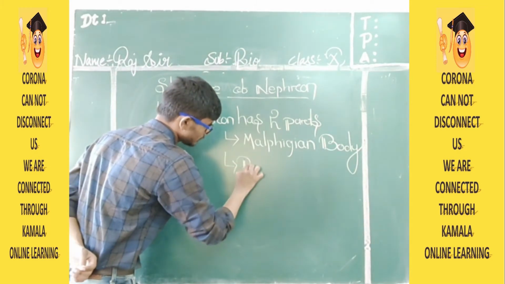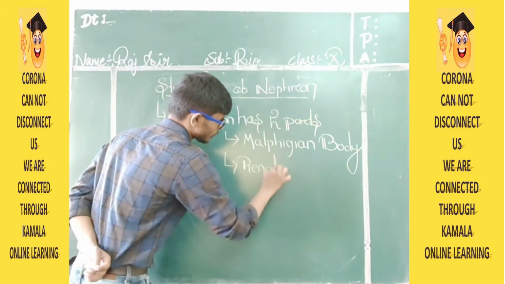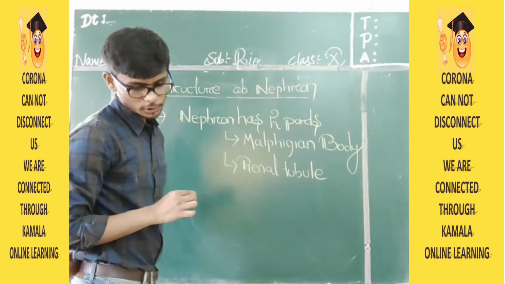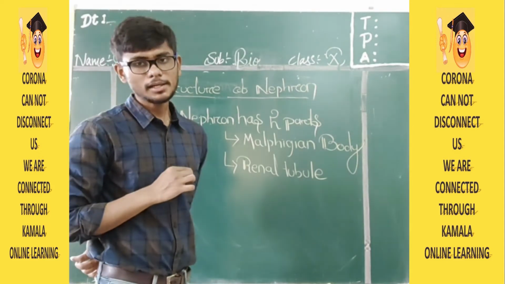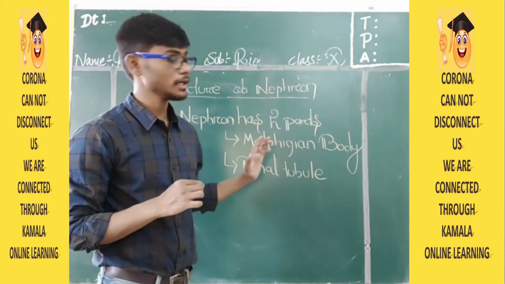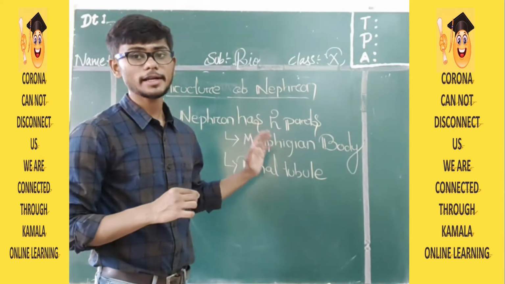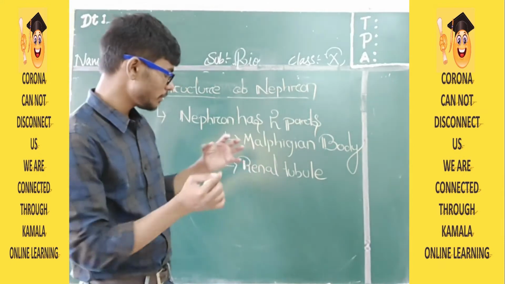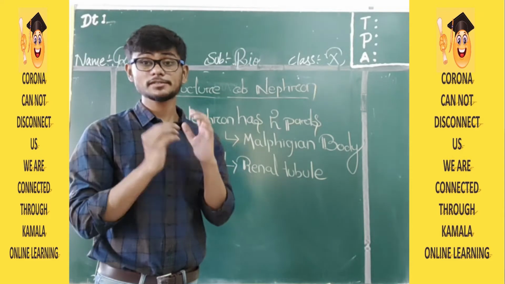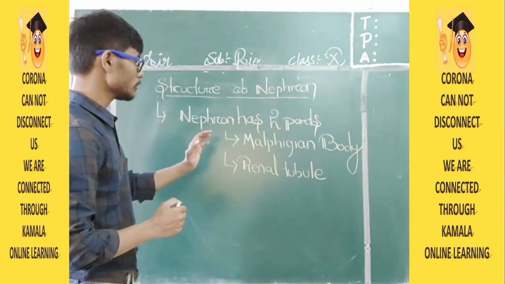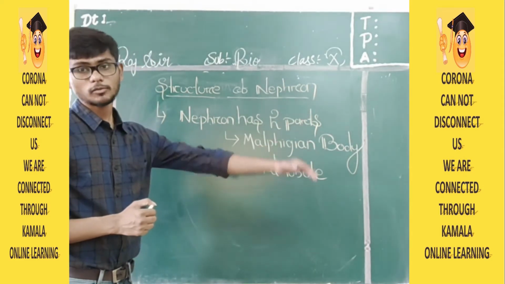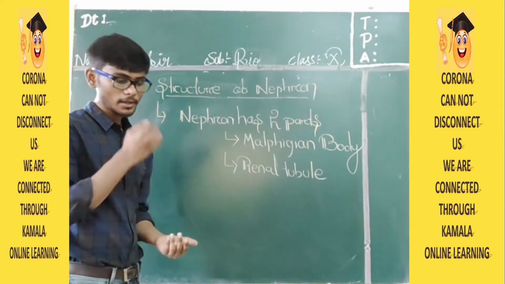Second part is called renal tubule. About these two parts we will be learning their structure. You need to know collectively these two make a single nephron. Nephron is very small, but its work is very big. First I will tell you what is the Malpighian body, then what is the renal tubule and what are their works. We will discuss that in our upcoming classes.